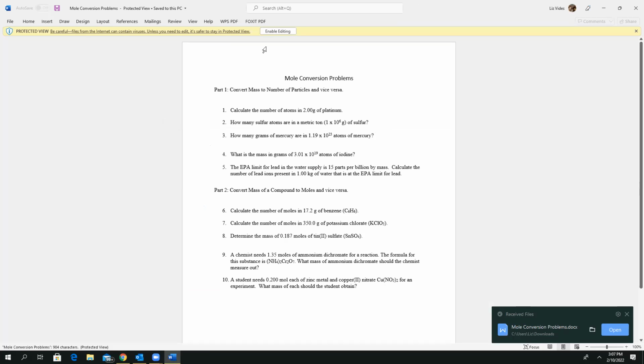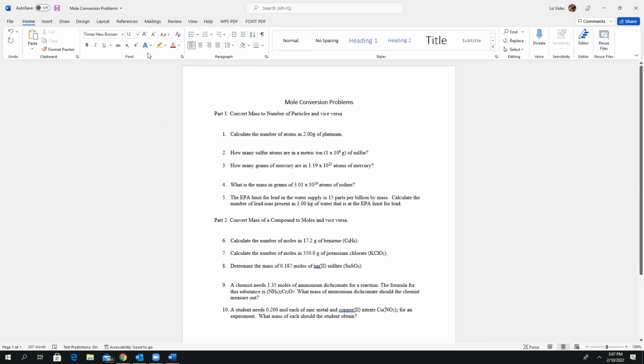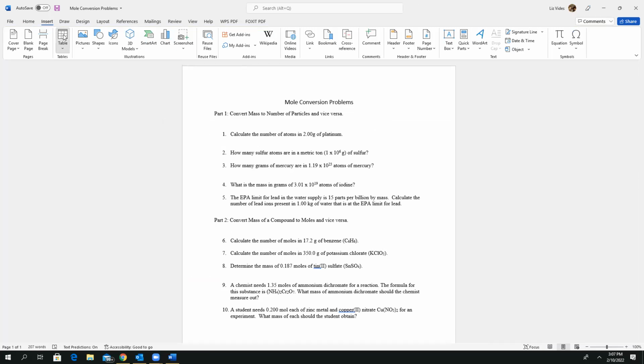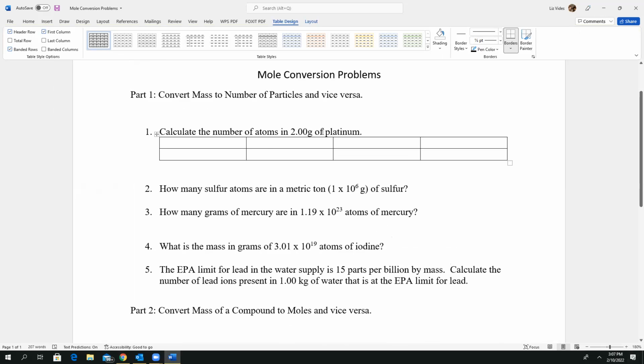Okay, so you had to calculate the number of atoms in 2 grams of platinum. The way that I do that is, let me insert a table. We use dimensional analysis, so let me make it a little bit bigger so you can read it. Okay, so what you know is 2.00 grams of platinum, so Pt. Okay, so if you look at your periodic table, which I have to grab mine, hold on. Right, there it is.